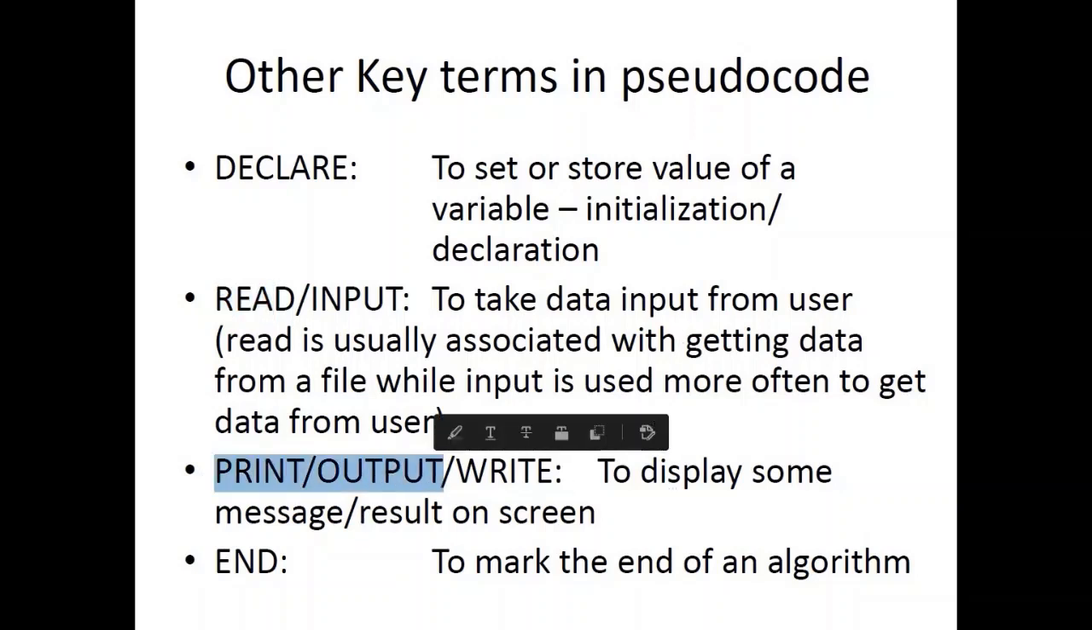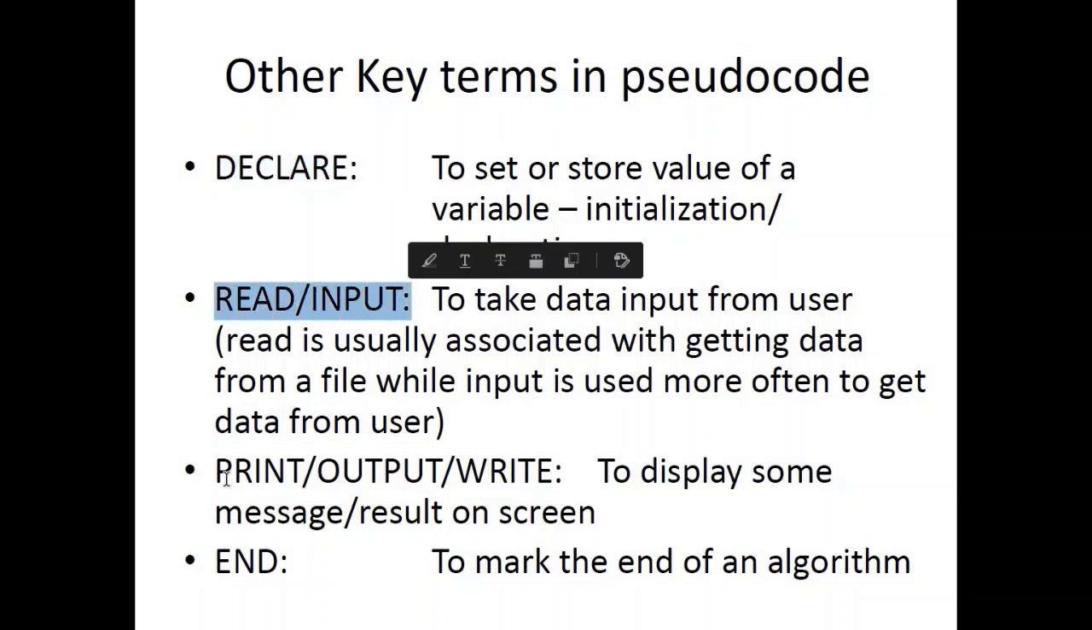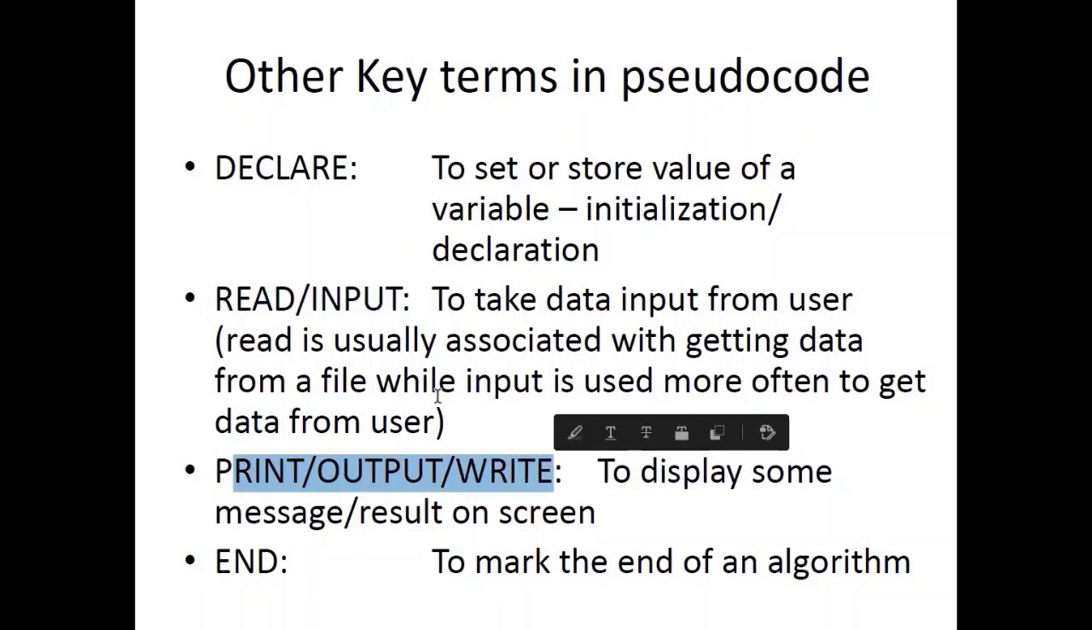PRINT or OUTPUT is used to display some message on the screen, whereas the WRITE keyword is used in order to store some data onto a file. Again, you can use WRITE to display some information as well, but it's better if you use WRITE specifically for writing data to file. And END is used to mark the end of an algorithm. Just keep in your mind that all key terms should always be written in all caps.